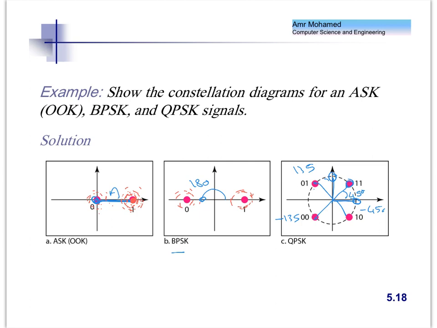You had a question? In the QPSK, why is it minus 45? Minus 45. Sorry, that is 45 degrees.